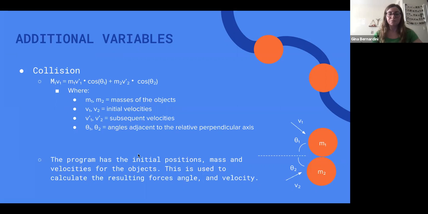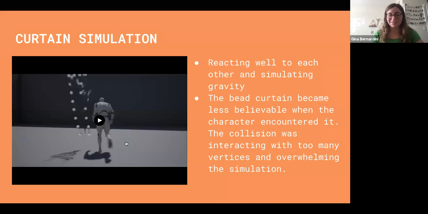So you're giving the program initial positions, mass, and velocities for these objects, so it knows where they exist. This equation here is used to calculate the resulting forces and the resulting angle of where it's going to be moving next. So here's my simulation. They're reacting well to each other and they are simulating gravity. If you wait till after the character moves through, there are some points where it does look pretty realistic.